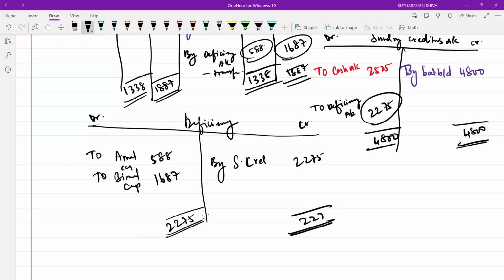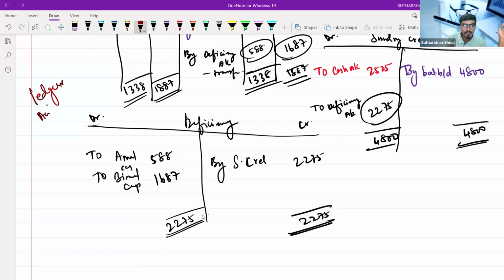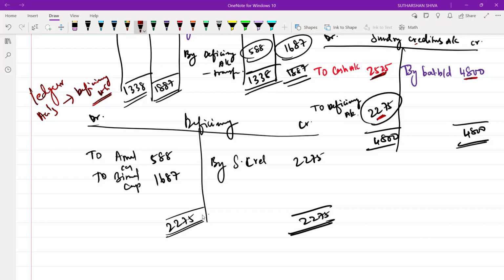So whenever necessary ledger accounts are asked in a question, most of the time you will prepare one new account called the deficiency account. On the deficiency account, what does it mean? In sundry creditors, 4,800 is credited and I need to pay 4,800. But what I actually pay is 2,525. The remaining 2,275 is my gain or a loss for me? Gain, sir.